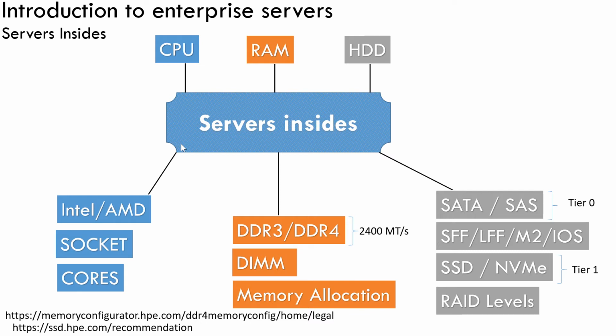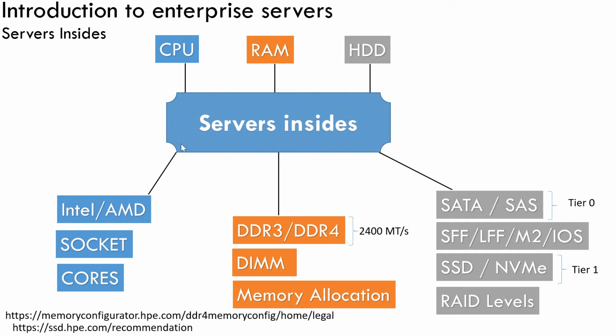Another topic regarding the server's inside is RAM, random access memory. We have DDR3 and DDR4. Each server has some specification for how you allocate the memory in the server. If you open the server's cover, you will find the memory allocation on it.